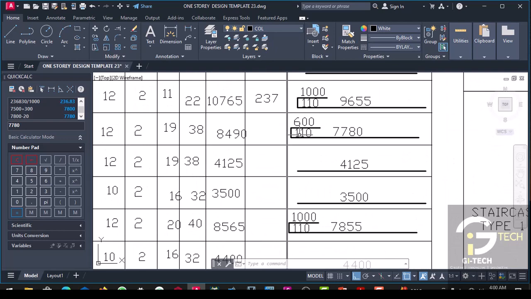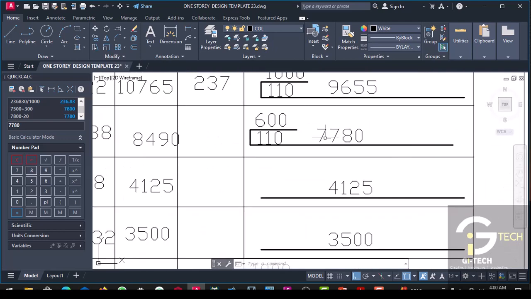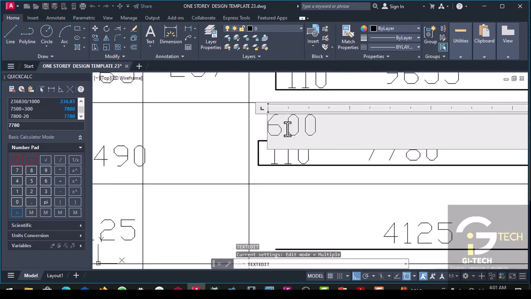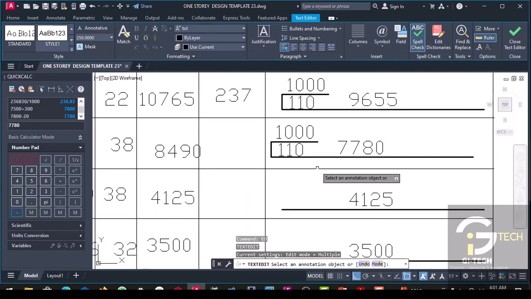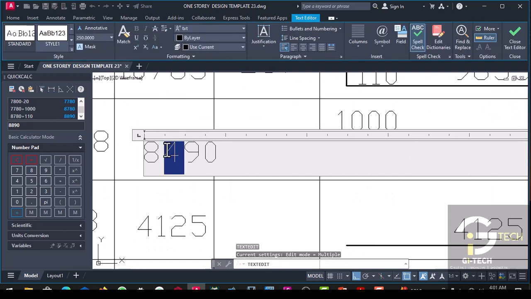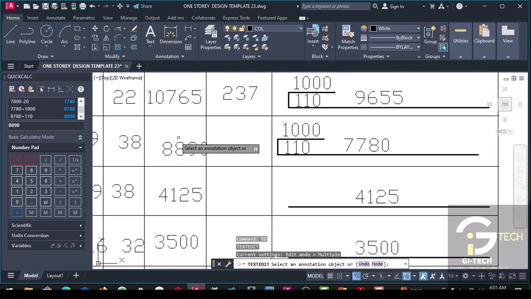So okay, here we add this to 1000, add this to 1000. So we need to add it up now. So 1000 plus this plus 1000, okay, plus 110. Okay, so 8890.